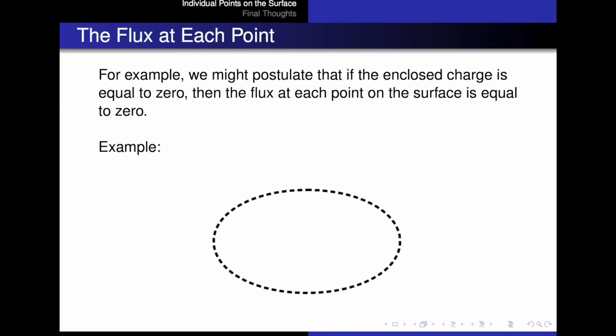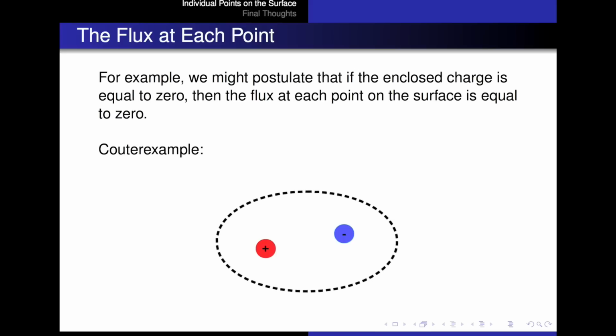Here is an example of that. I have an ellipsoidal Gaussian surface. There is no charge enclosed, and so obviously the net flux is equal to 0 at each point on the surface. But sadly, there is a counterexample to this. Suppose we enclose a positive and negative charge of equal magnitude, opposite sign. Here, the flux at each point on the surface is certainly not 0. And the reason for that is we can add up the electric fields from each of those point charges, and we find that it is never 0.